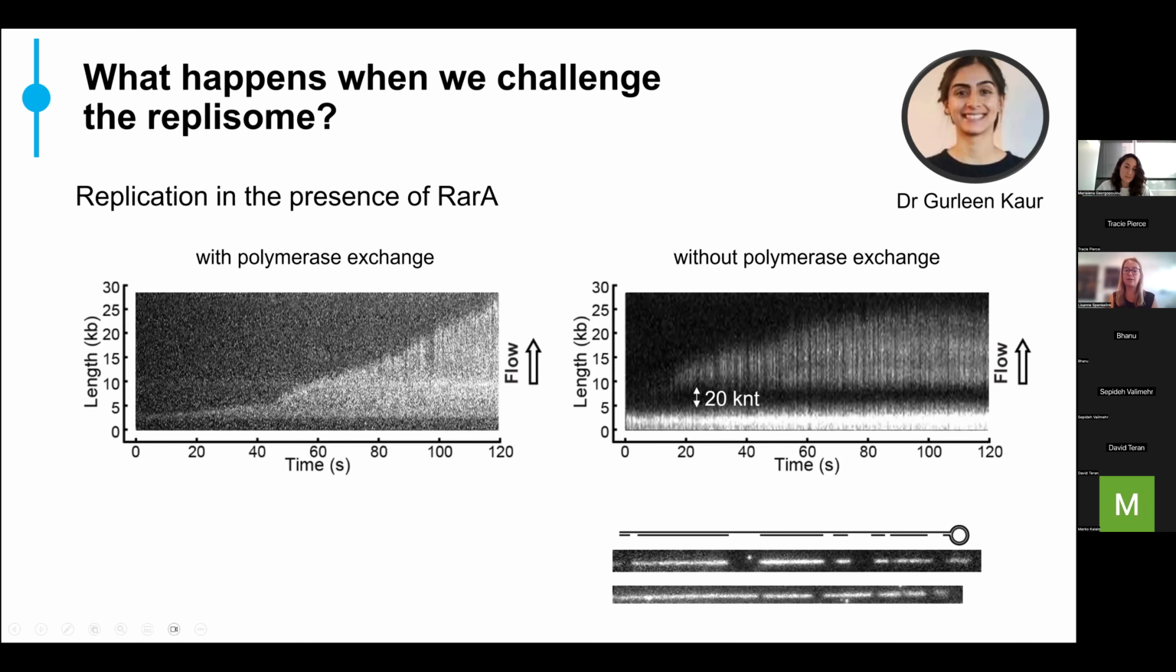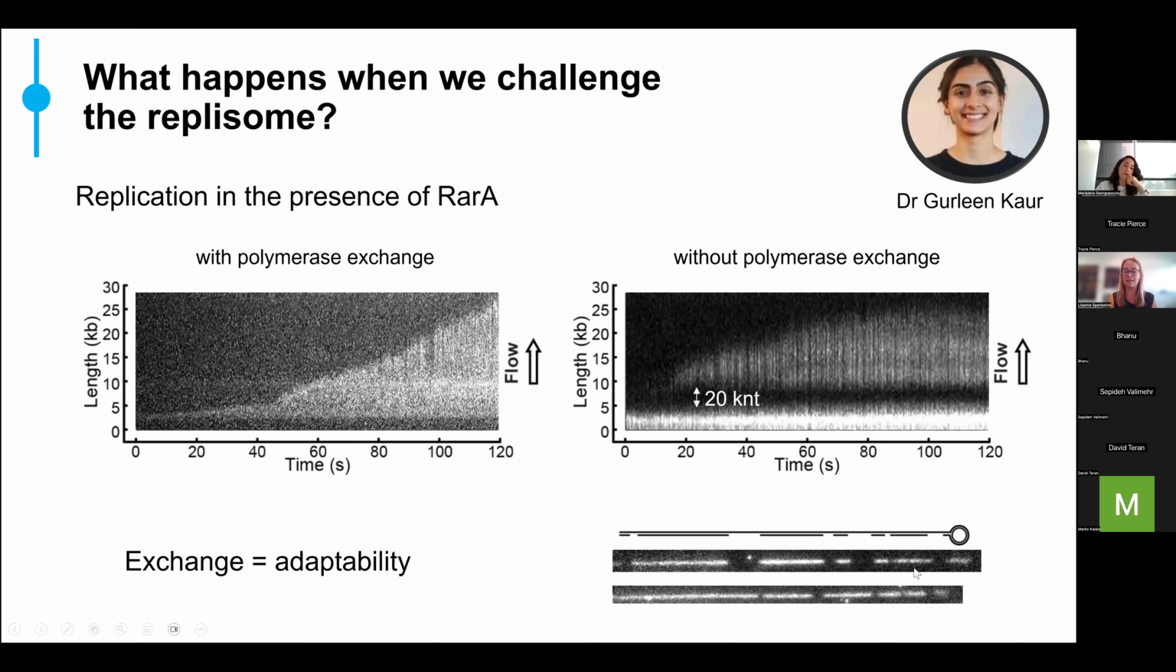So I guess what we conclude from that is that polymerase exchange gives the repliposome adaptability. It allows it to adapt to things like stress or challenges. Whereas if you only have one set of polymerases at the start and you don't have a way to adapt, then all sorts of bad things start to happen.